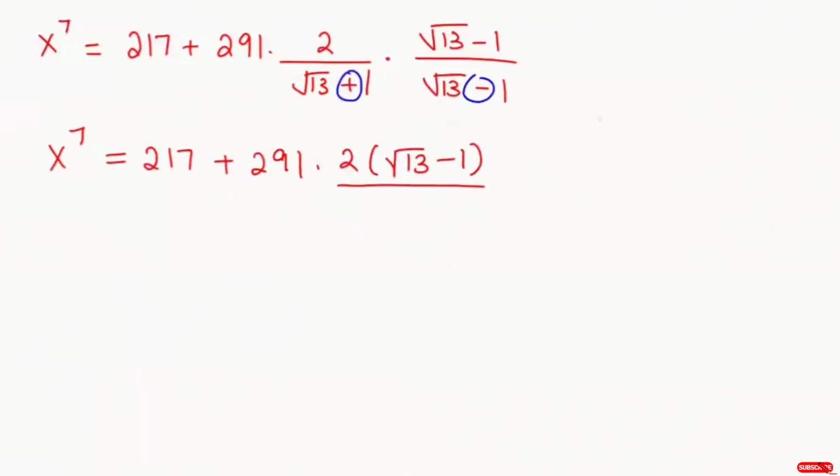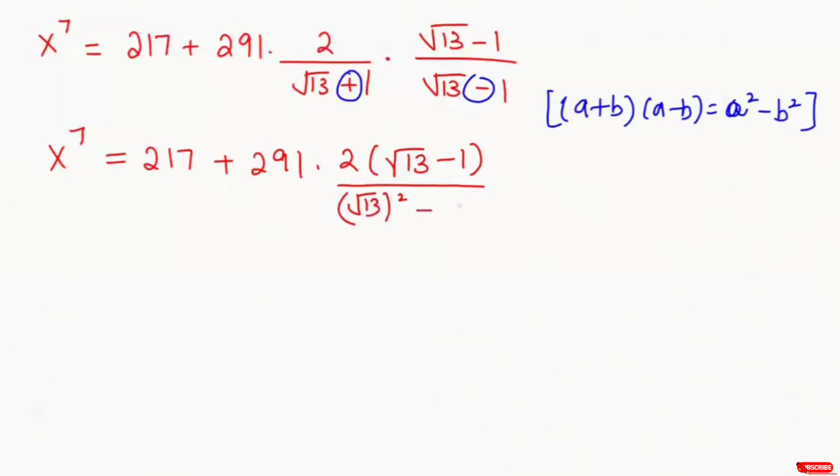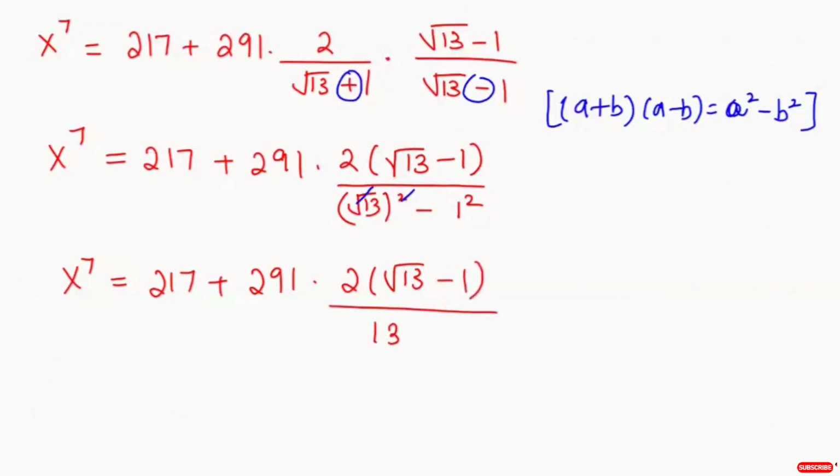So for that, I'm going to apply here the algebraic identity, that is a plus b times a minus b can be written as a square minus b square. Root of 13 whole to the power of 2 minus 1 to the power of 2. Now here I'm going to write x to the power of 7 is equals to 217 plus 291, and this I'm going to write same as, over 13 minus 1.